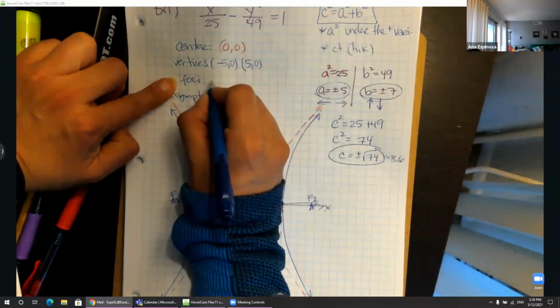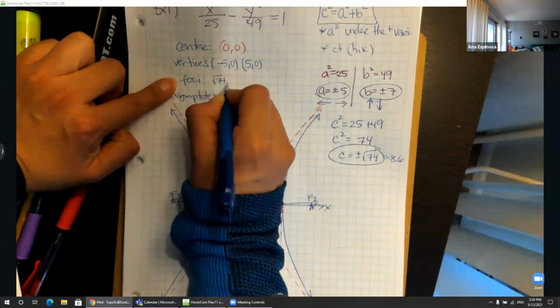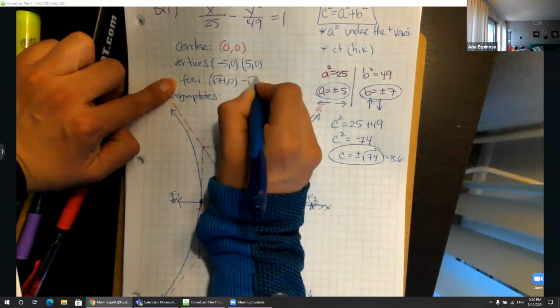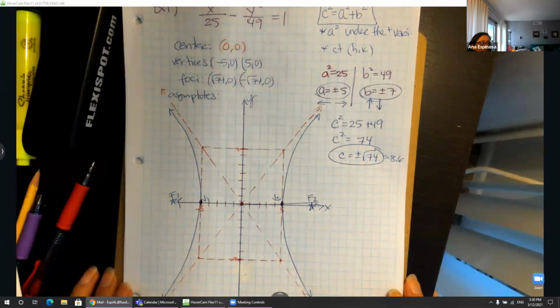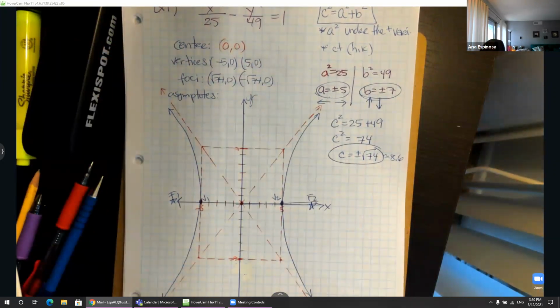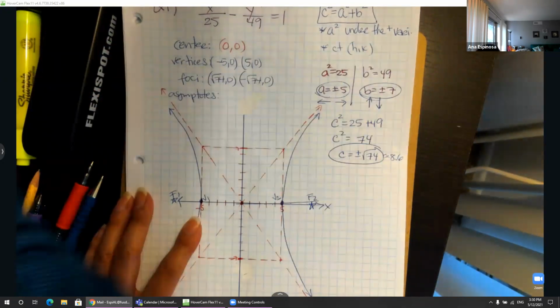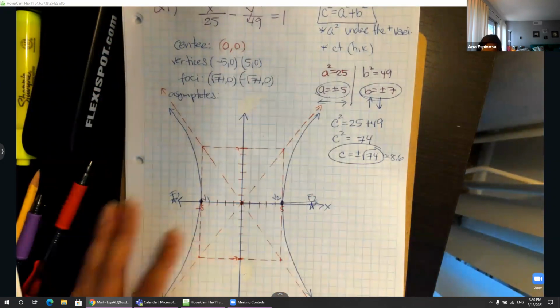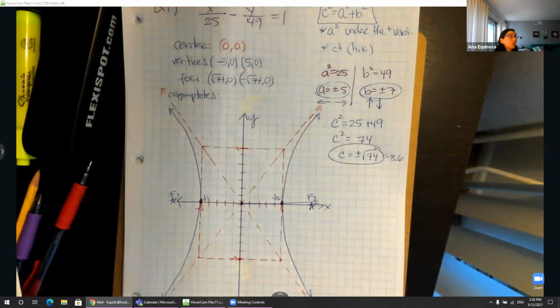So it'll be square root of 74, comma 0, negative square root of 74, comma 0. Okay. All right, we need one more thing. One more thing. Move that down. One more thing. And it is that we need to find the equation for the asymptotes.